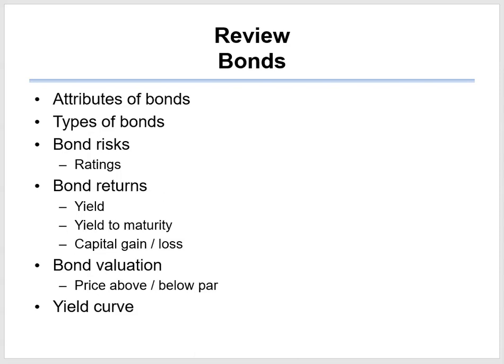Corporate bonds come in two flavors. Debentures, which are just a promise to pay back, and secured, which means there's collateral. Some sort of asset is held, and if the bonds go into default, the company goes into default, bondholders get that claim on that asset.